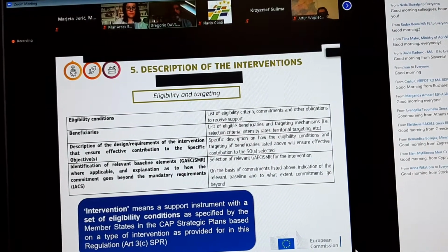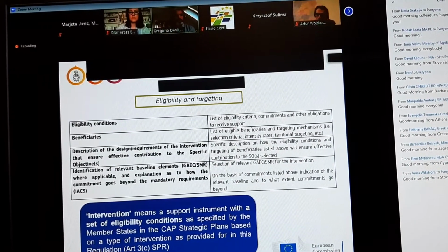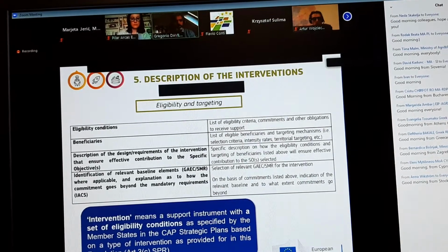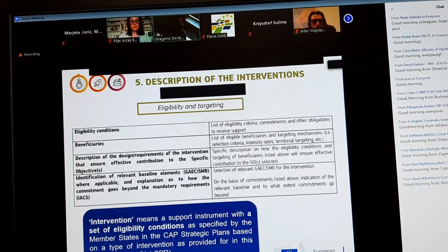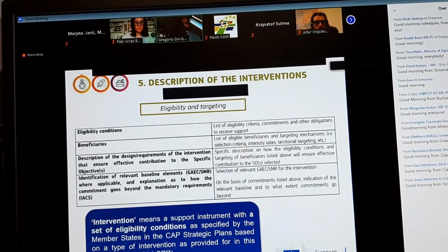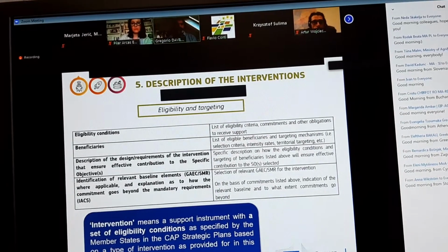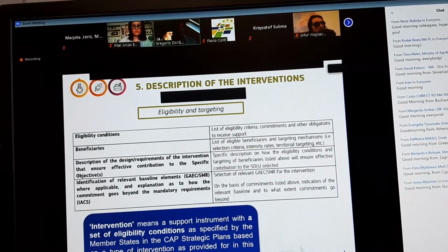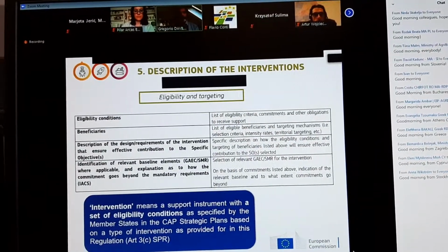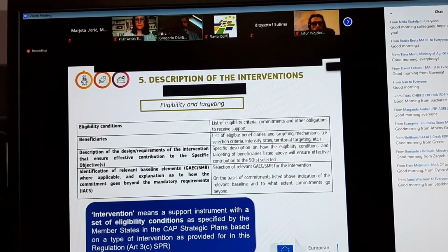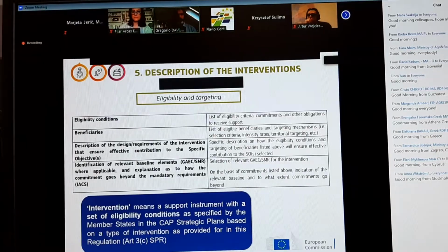Then there is a specific field, also laid down in Article 99, on the description of the design that will ensure effective contribution to the specific objective. This is a qualified assessment of the eligibility conditions and the targeting mechanisms that will ensure the contribution to the specific objectives, so we can see more clearly the expected, potential benefits in terms of the contribution to the objectives.